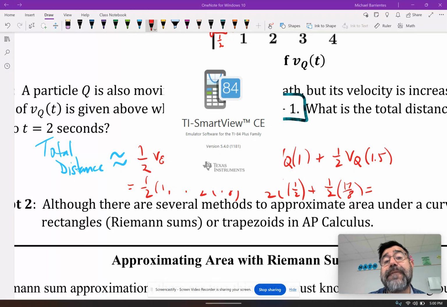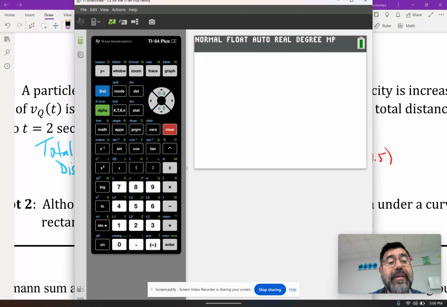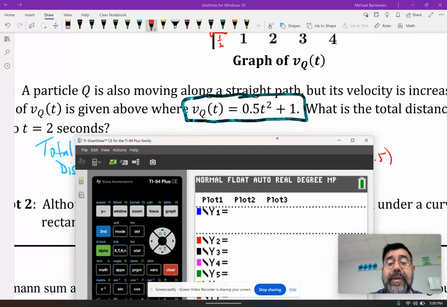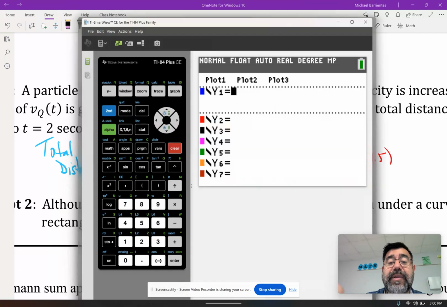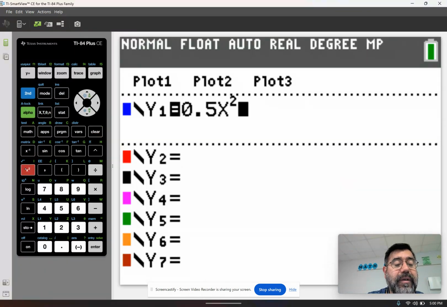And then I'm going to use the function notation on my calculator to give me the final answer. So as I get my calculator going here, let me clear some of the sigma. I'm going to go to y equals. Let's clear that out. And I'm going to type in the formula that was given. The formula which was 0.5 t squared plus 1. Well, I'm going to write it as 0.5 x squared plus 1. So the formula is saved.